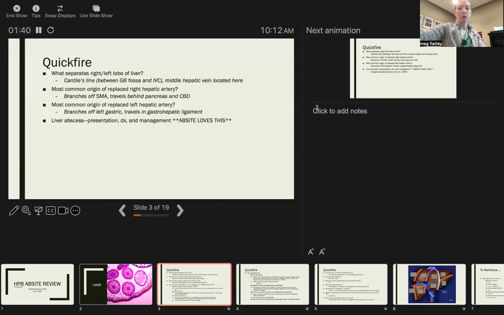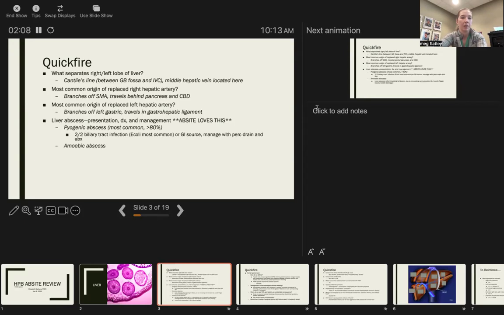All right. So we're going to talk about liver abscesses, which are rarely seen in practice, but almost always seen on the ABSITE. Pyogenic abscesses are the most common. I didn't really do this well for a quick fire, but this is most commonly secondary to a biliary tract infection. A common question I see is what is the most common organism? So that's going to be E. coli, not Klebsiella, E. coli. And this is a GI source. You're going to manage that with a perc drain if necessary and antibiotics.